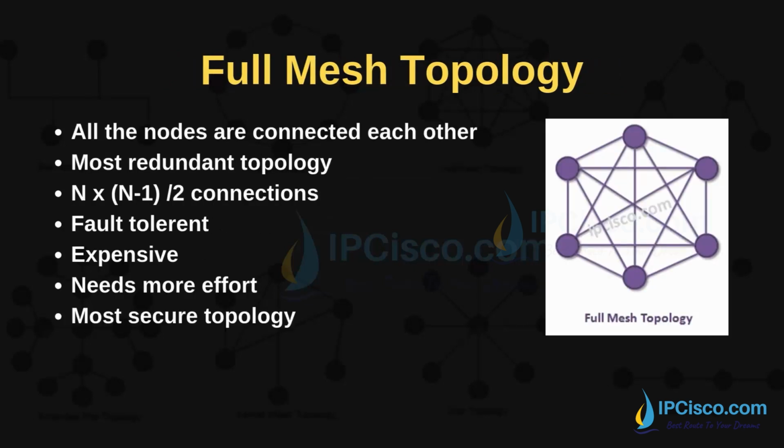Full mesh topology is the topology in which all the nodes are connected together. It is the most redundant topology in networking because all connections have multiple redundant links. So how many links do we need for a full mesh topology? Or how to calculate the number of links in a full mesh topology? The formula is n times (n minus 1) divided by 2. Here, n is the number of nodes in the full mesh topology.